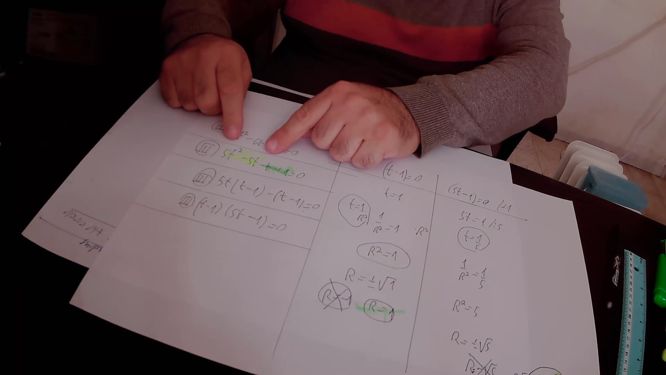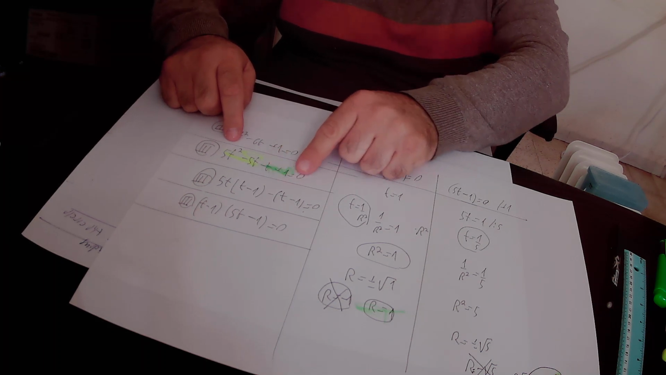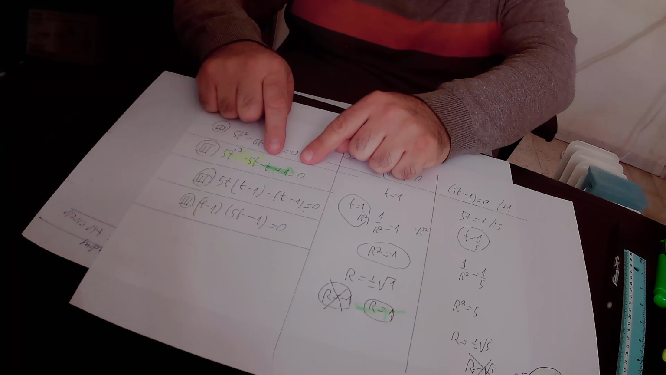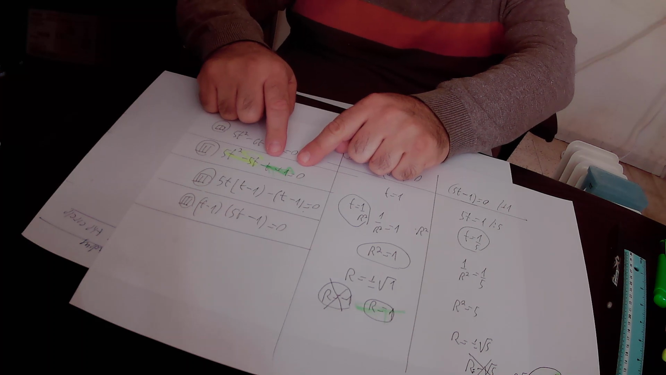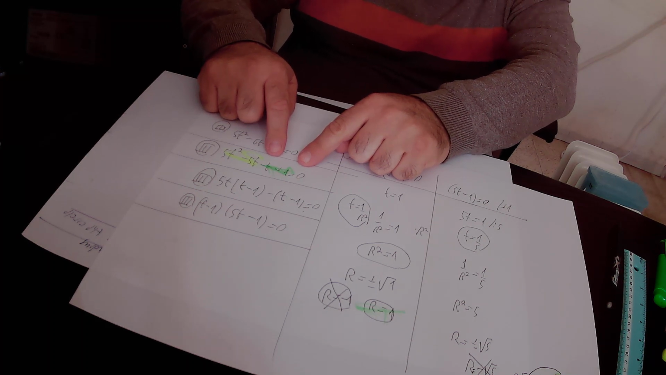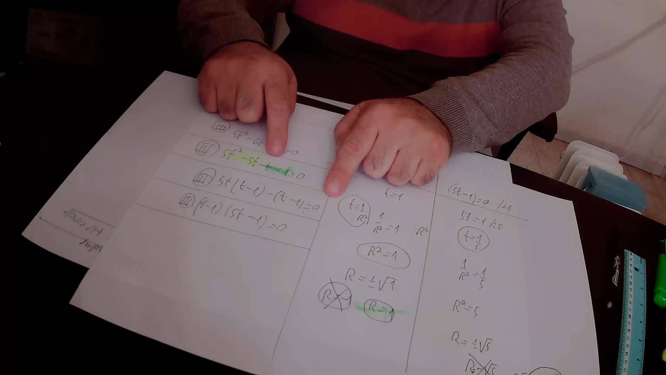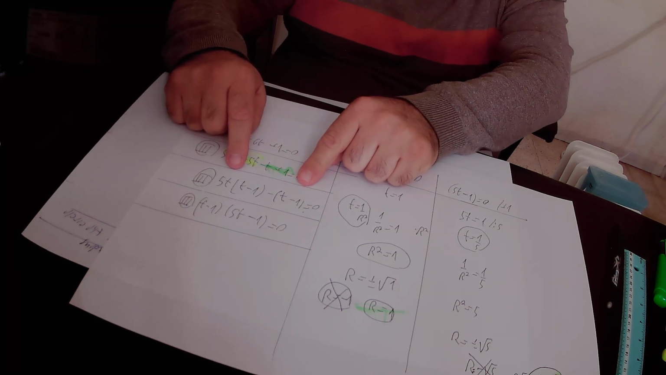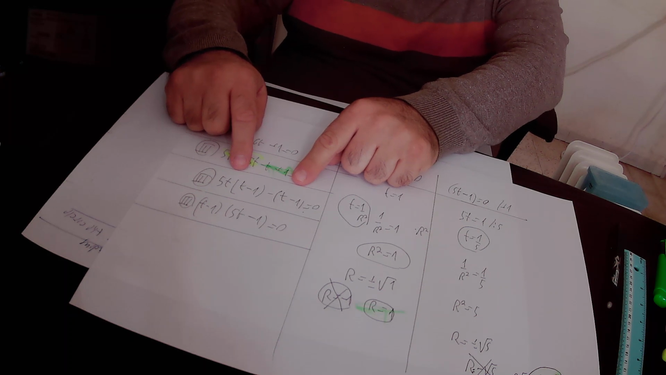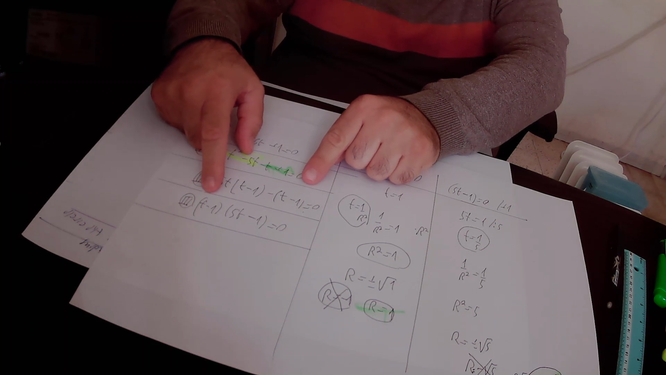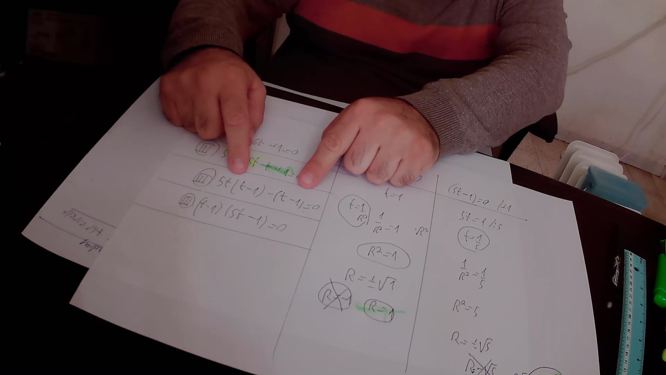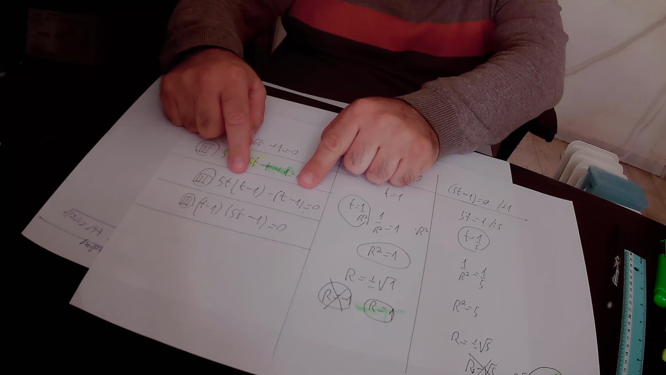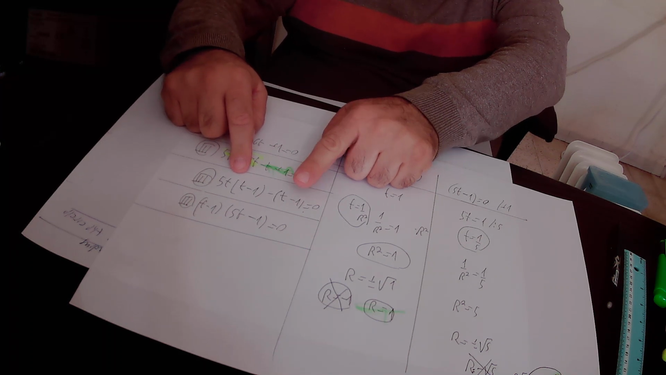Then we took out 5t as a common factor from those two expressions, so inside the brackets we left only t minus 1. In the next step we took out a common factor of minus 1 from those two expressions in the green color, so inside the brackets we left only t minus 1. Then we took out t minus 1 as a common factor from those two expressions, so inside the brackets we left 5t minus 1 equals 0.